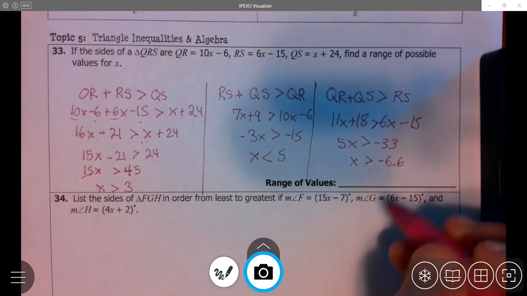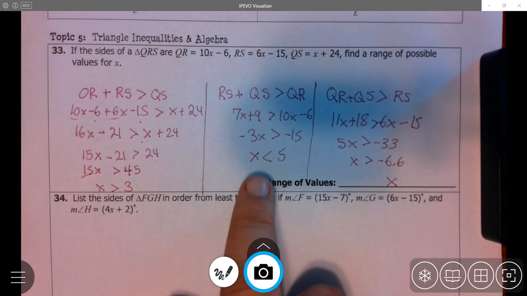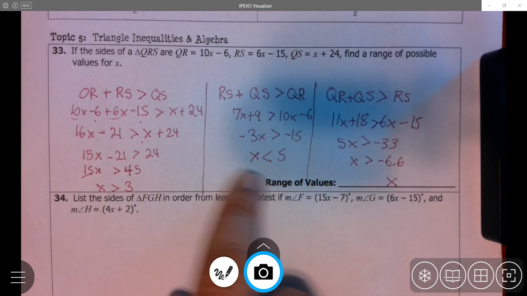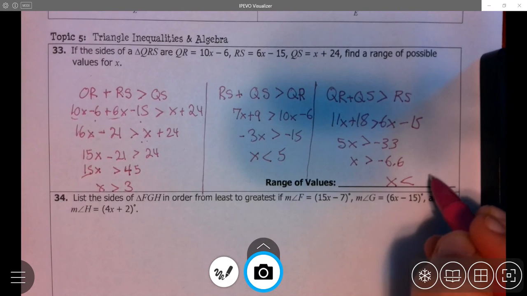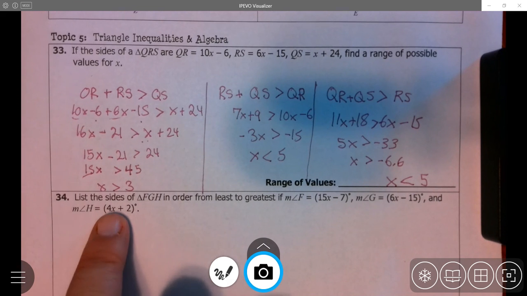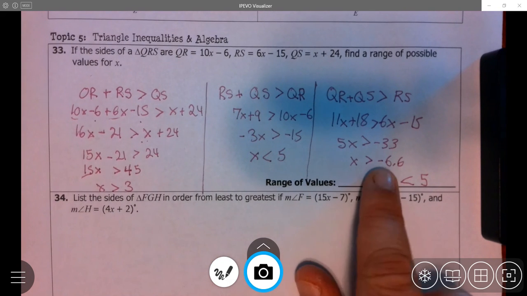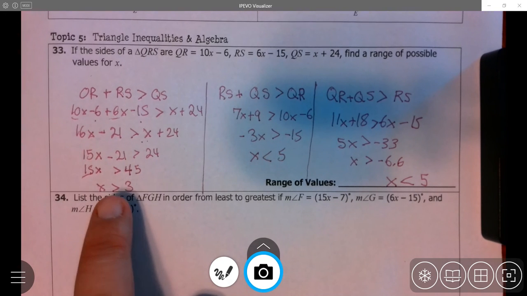Okay, I know that x has to be between some values. I have that x has to be less than 5 on the top, and that's the only restriction I have, so I know that x has to be less than 5. The other two restrictions have to do with greater than. It has to be greater than negative 6.6 and greater than 3.